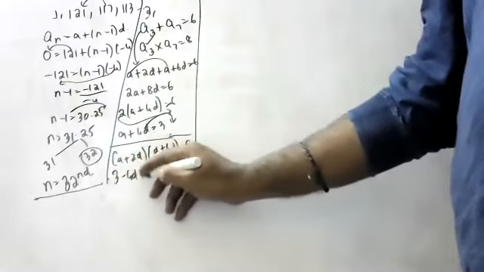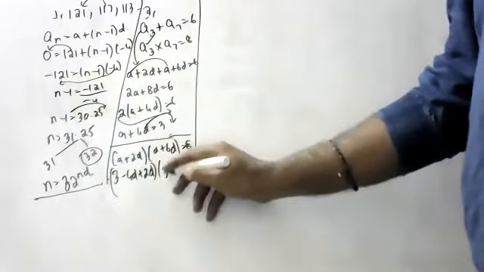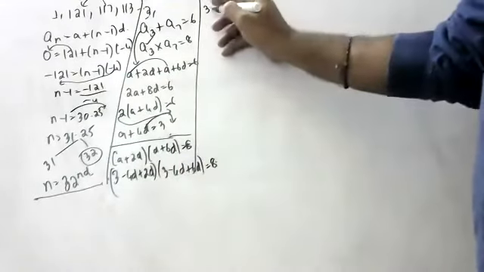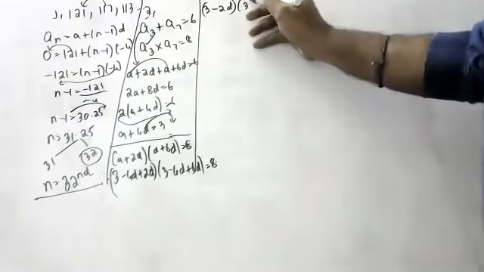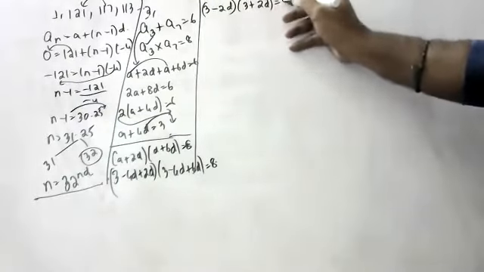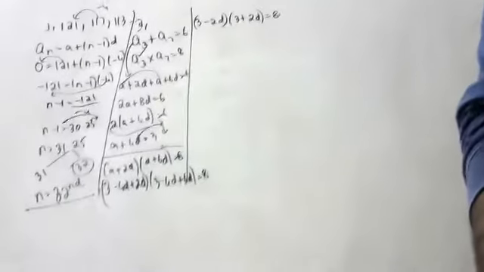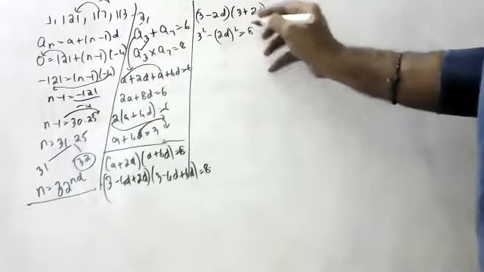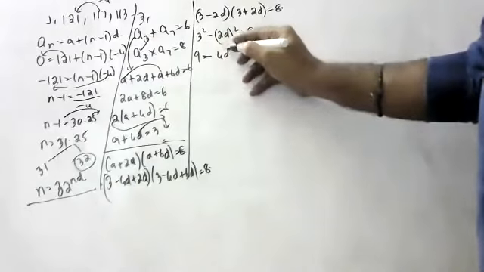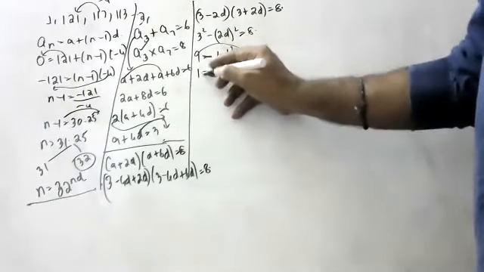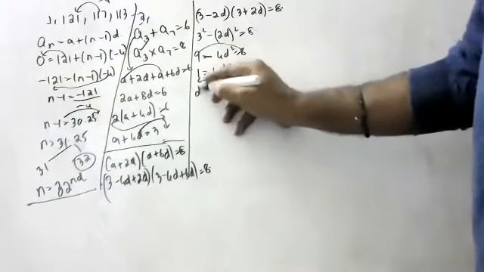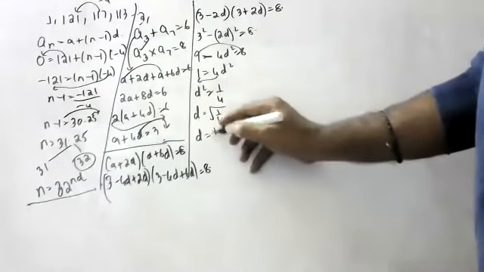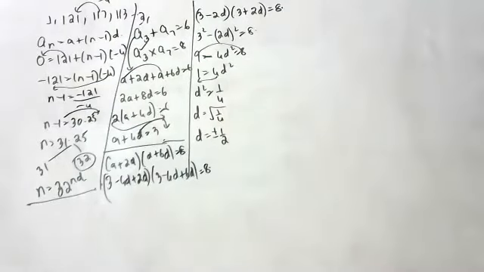3 minus 4d plus 2d, into 3 minus 4d plus 6d, is equal to 8. This is (3 minus 2d) into (3 plus 2d) is equal to 8. A square minus b square is equal to 8. 9 minus 4d square is equal to 8. 1 is equal to 4d square. D square is equal to 1 by 4. D is equal to plus or minus 1 by 2, children.